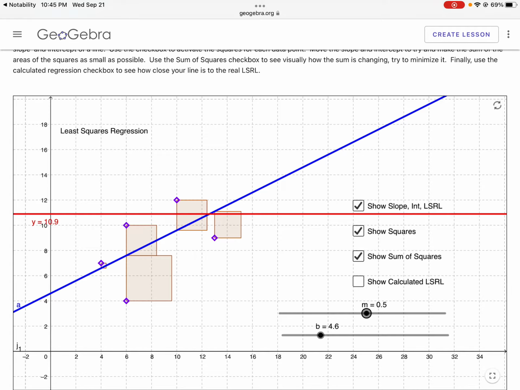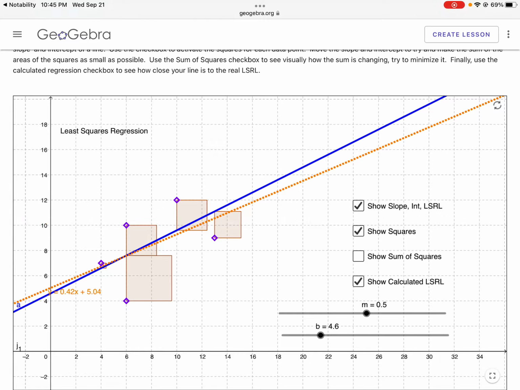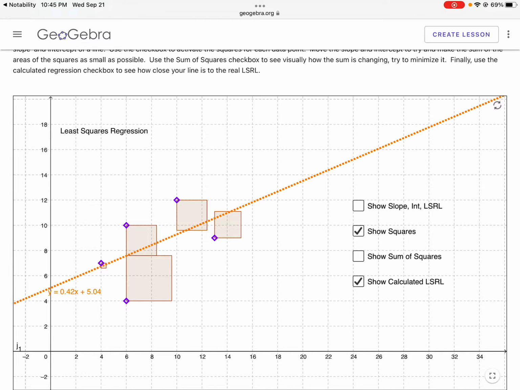But a least squares regression line is going to take every possible blue line that you just saw me make, plus the ones that I didn't make, and it's going to determine which one produces the lowest set of errors, the lowest sum of the areas of those errors. And so if I click this last box here, we can see that my blue line was actually pretty close here. That orange line that's dotted is the actual least squares regression line. So if I kind of remove some of this other stuff, that orange line is the line of best fit, or it is the least squares regression line for this data.